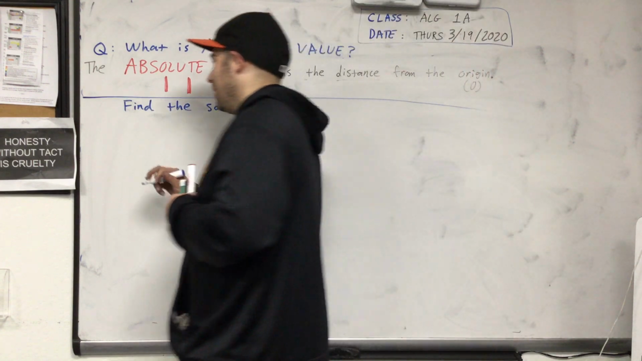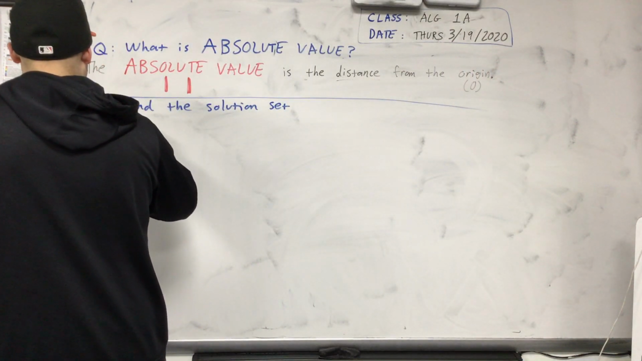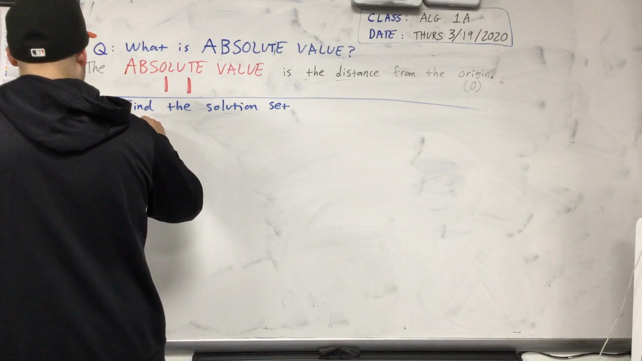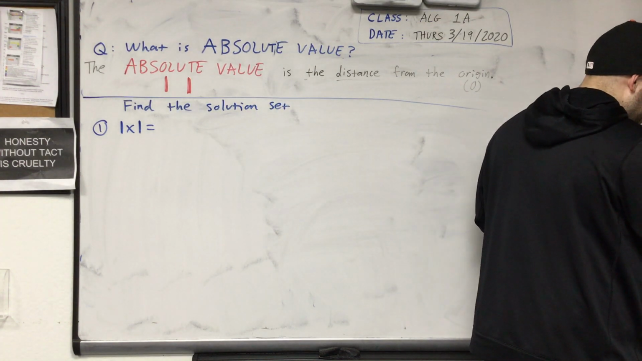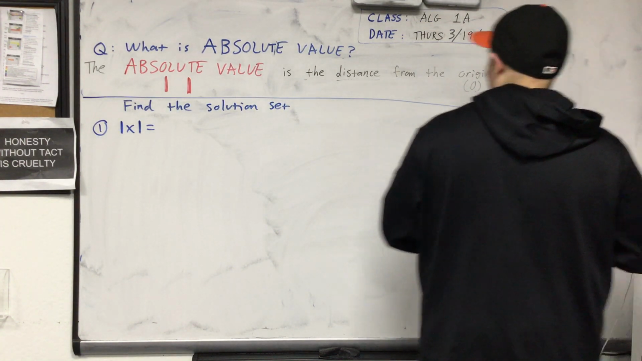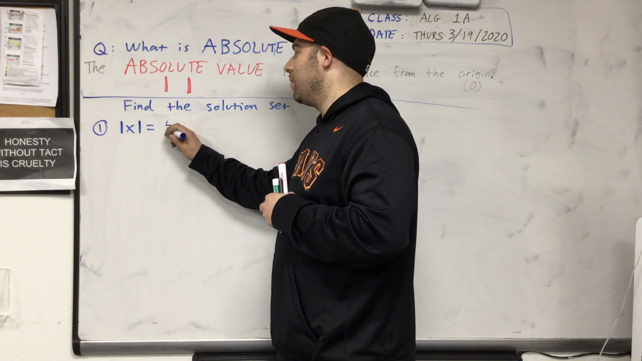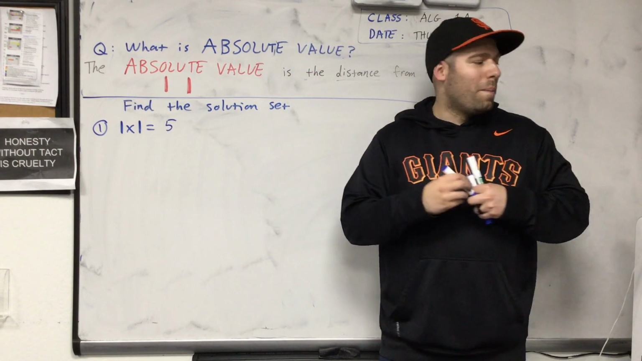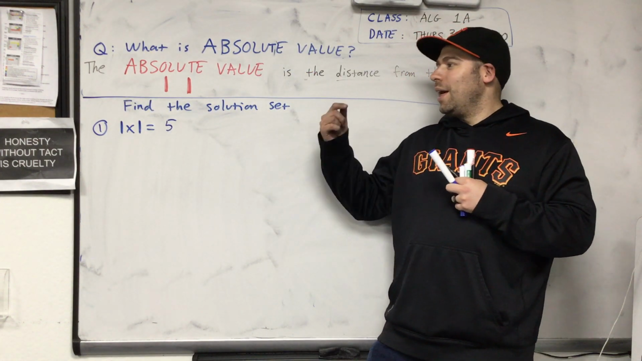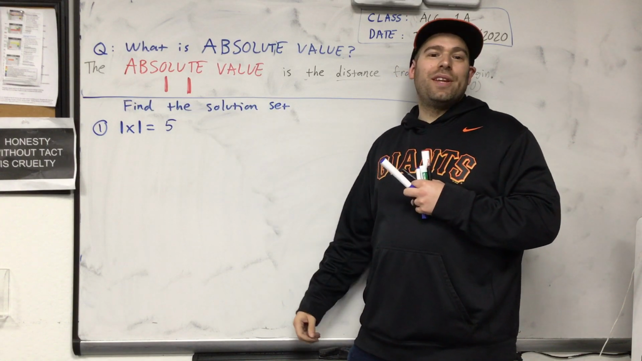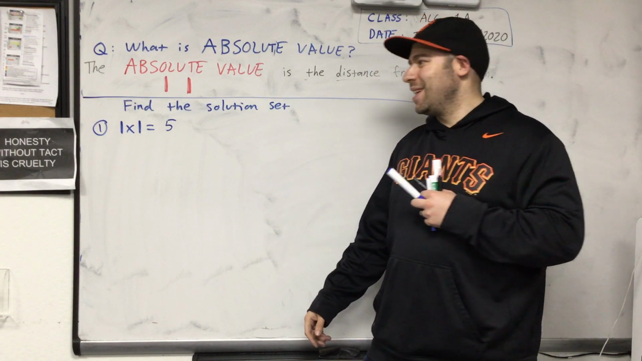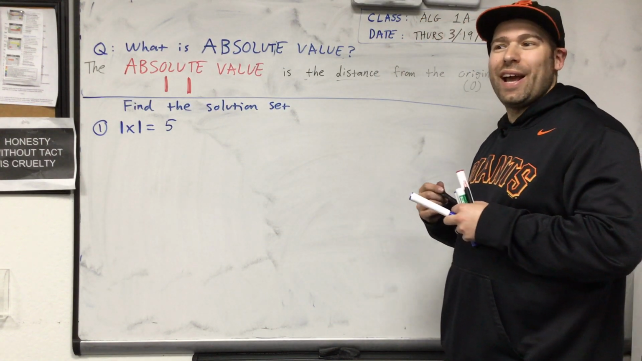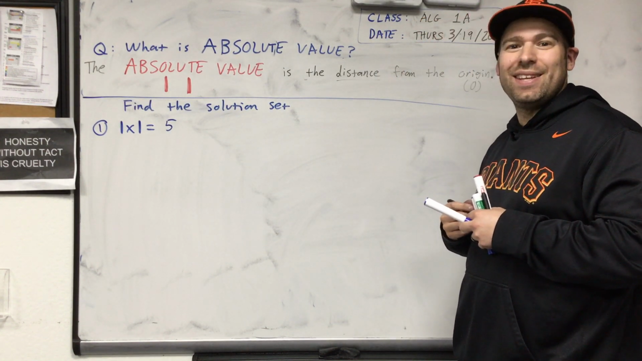Well, find the solution set implies that there could be multiple solutions for the problem. So there's multiple answers. Take, for instance, the absolute value of x equals 5. Remember, inside the bars indicates forwards or backwards. The output represents the distance. So what is this question asking me that I haven't seen yet?